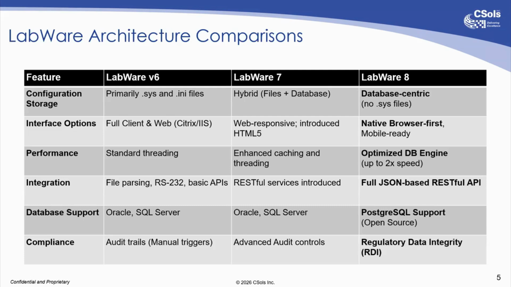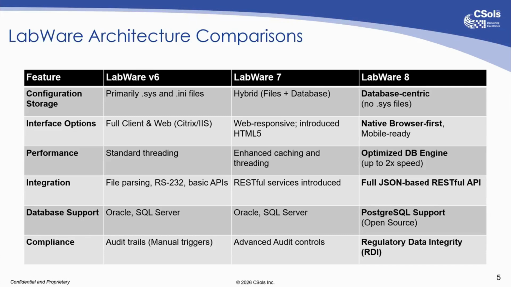The most significant architectural change between LabWare 7 and 8 is the removal of server.sys and client.sys files. In V6 and 7, these files were the backbone of the system configuration. In LabWare 8, these parameters are moved into the database. This simplifies your cloud deployments and load balancing as you no longer need to synchronize physical files across multiple application servers. LabWare 8 introduced a more efficient immediate commit processing scheme and an optimized compiler for LIMS Basic.